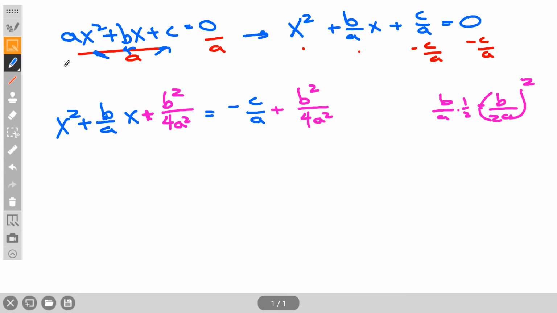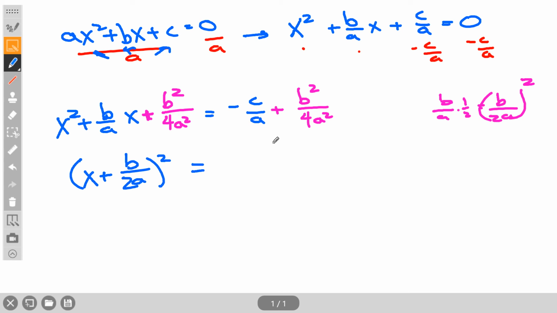Alright, that allows us to have a perfect square here: x plus b over 2a, squared. It's our perfect square because this is a perfect square trinomial. We just made it that way.